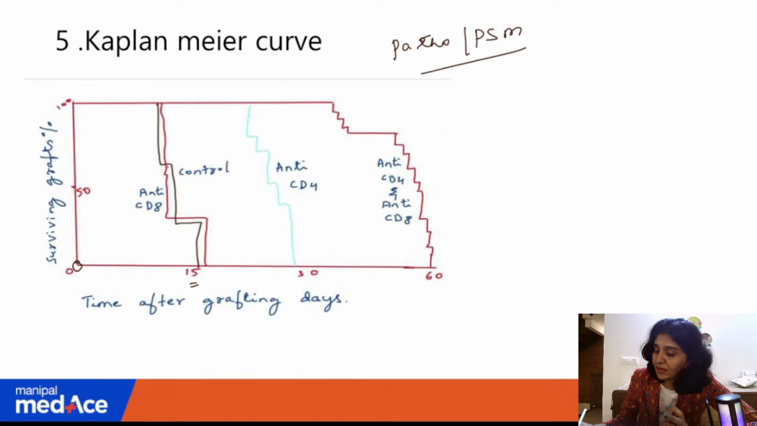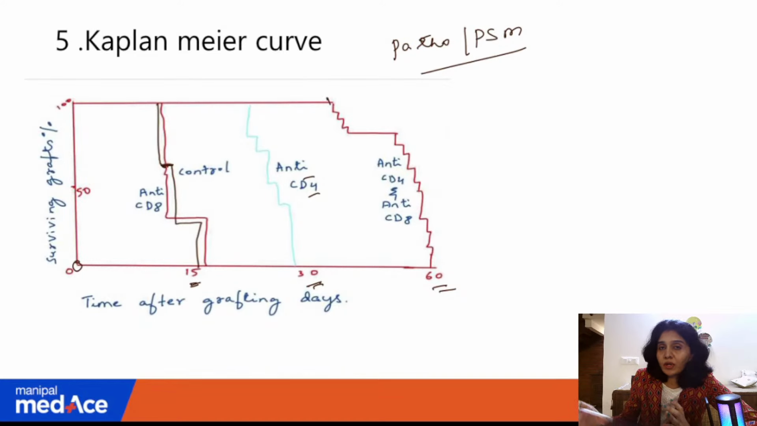Whenever there is a decline, it is in a step ladder fashion. Whenever the line goes down, it means that there is a significant event which has happened. It may be graft rejection, death or loss to follow-up. So those who were on anti-CD8 showed significant events around the 15th day itself. If you look at the patients who were on anti-CD4, around the 30th day they showed the events. But those who were on anti-CD4 and anti-CD8 both survived up to this particular period, and started showing reaction around the 60th day. So what is better? Anti-CD4 and anti-CD8 both are better, all right?